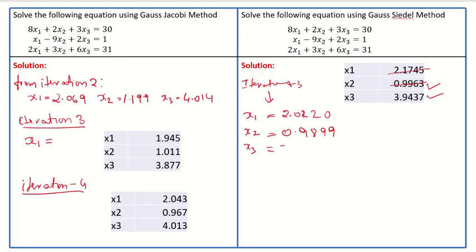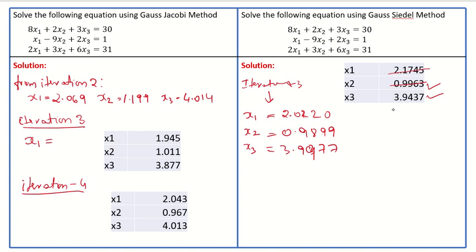Okay, so here it is 0.9899 and you are going to get the answer for x3 as 3.9977. See here, if I look at this in iteration 3, what you got in the Gauss Jacobi method, and here it is converging faster. These values are converging faster. Let us see what you are going to get the answer in iteration 4.